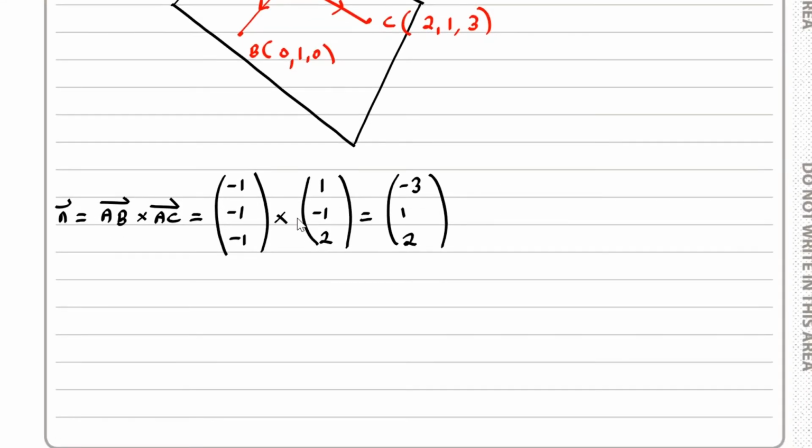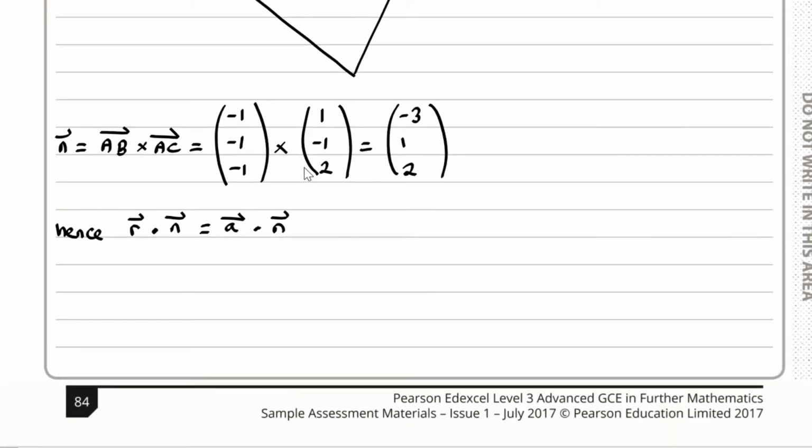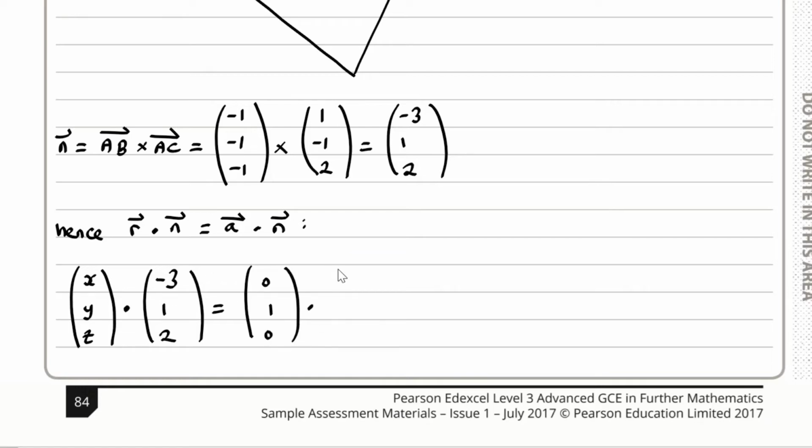Now, the equation of a plane is given as r dot product with n equals some general vector a dot product with n. Now a can either be a, b or c, it doesn't make a difference. I will choose b because that has zeros in it and that will make my calculation a lot easier. So we have the vector r, that would be x, y, z. We dot product this with our normal vector -3, 1, 2, and this is equal to some general point on the plane 0, 1, 0, that's b, and we dot product this with the normal vector -3, 1, 2.